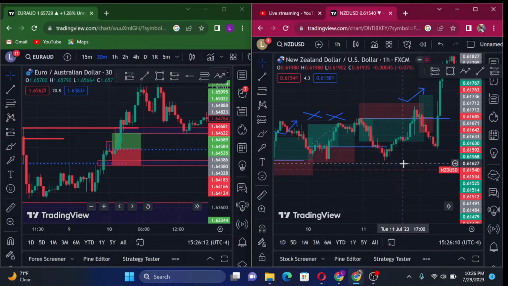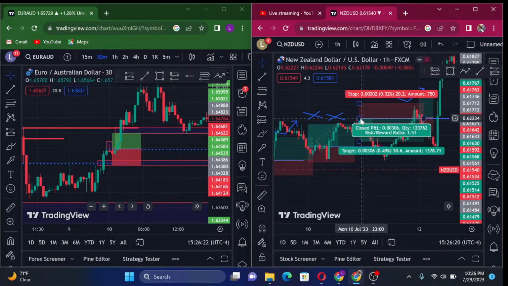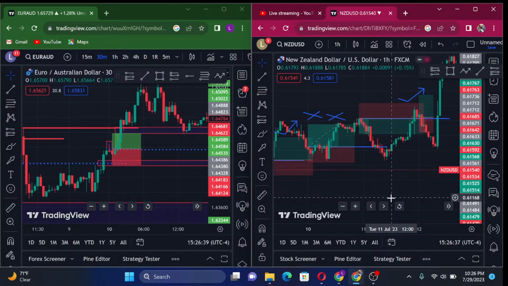Okay. So here, this is the open of Monday 10th July on NZD/USD right here. Then if you mark above 10 pips and then below 20 pips, okay, I'm going to explain to you. This is somehow crazy, but it works sometimes.